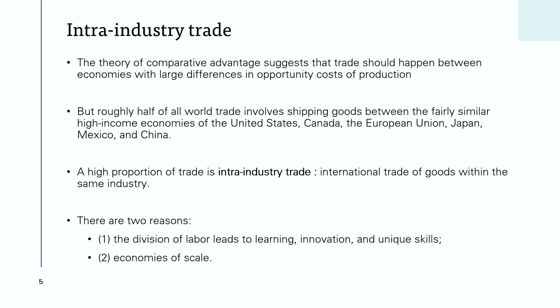First, the division of labor and specialization allow firms to develop unique expertise and innovate. Second, economies of scale enable firms to reduce costs when they produce at larger scales. As a result, countries trade similar products, such as cars and electronics, because each country's firms offer slightly differentiated varieties or unique strengths.